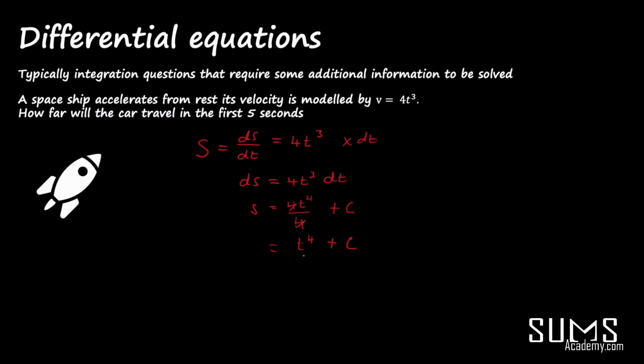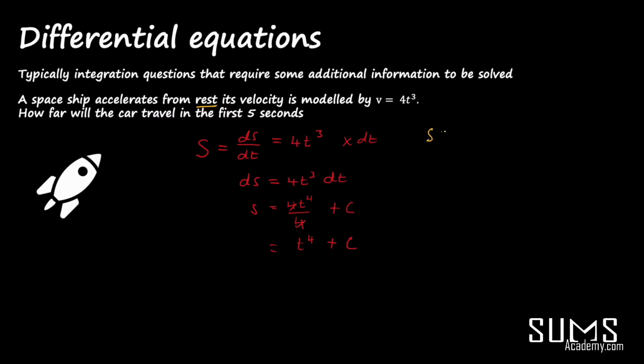Right, so how does this help us? We want to know how far it's travelled after 5 seconds. We put 5 seconds in there, but we still have this plus c, which we don't know what that number is. So how can we figure it out? Well, if you read the question again, it says it accelerates from rest. So from there you can deduce that from rest means it's not moved anywhere.